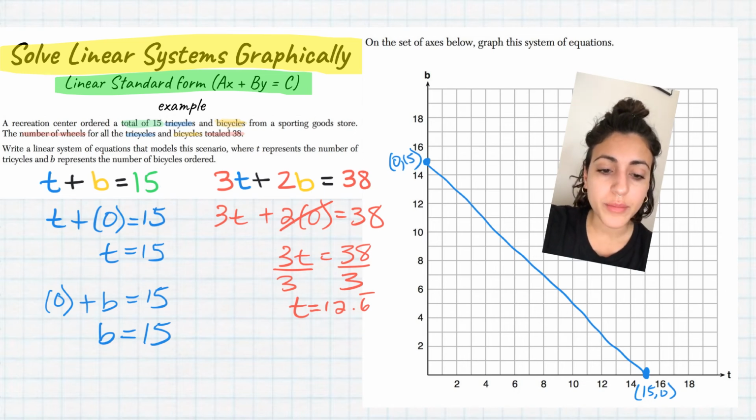We're just going to estimate here. 12 and 13 are right here, so it's going to be really close to 13, but not quite, right? So I'm just going to put it right there, and that's going to be my 12.6 repeating, comma 0.